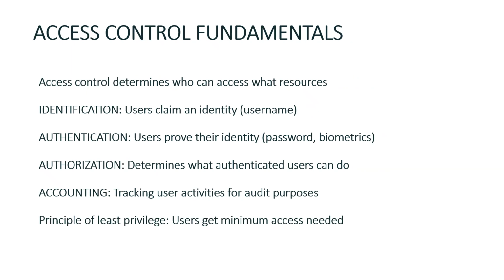Access control fundamentals. Access control determines who can access what resources and under what conditions. The process begins with identification, where users claim an identity such as a username. Authentication then proves that identity through passwords, biometrics, or other factors. Authorization determines what authenticated users can do with resources through permissions and privileges. Accounting tracks user activities for audit and compliance purposes.